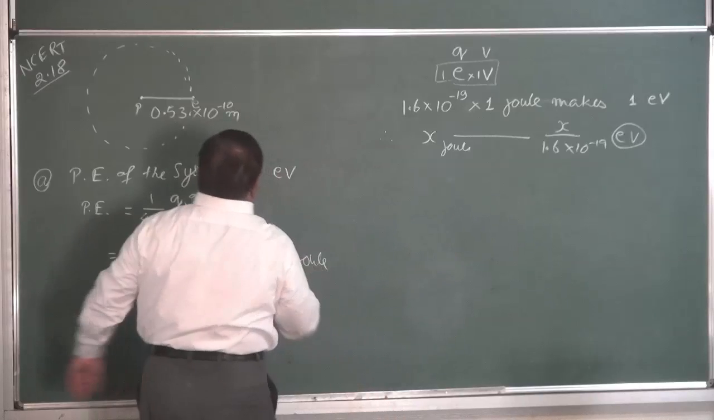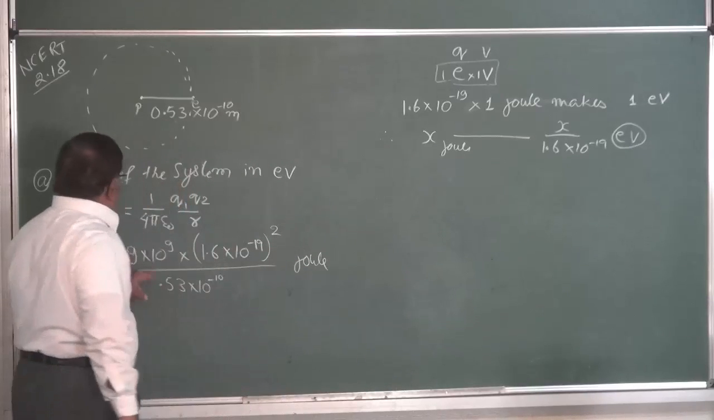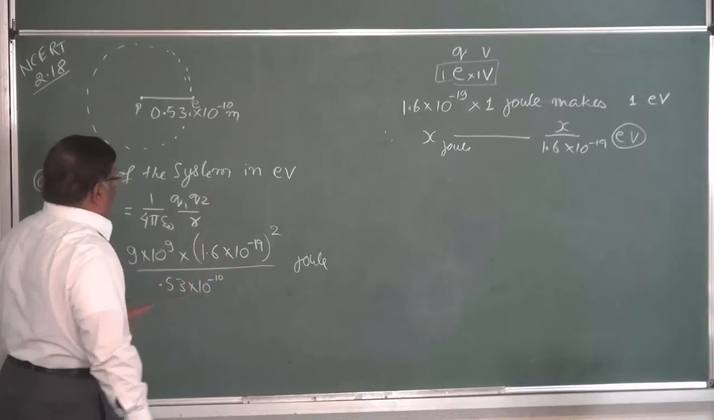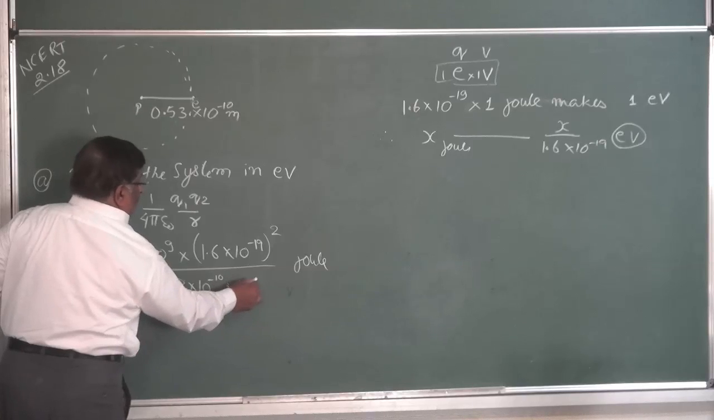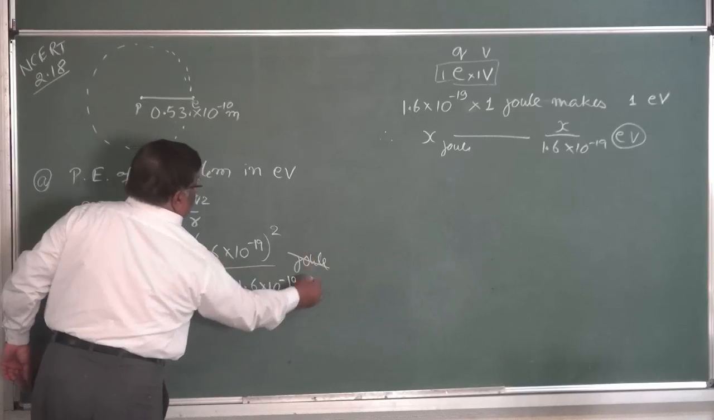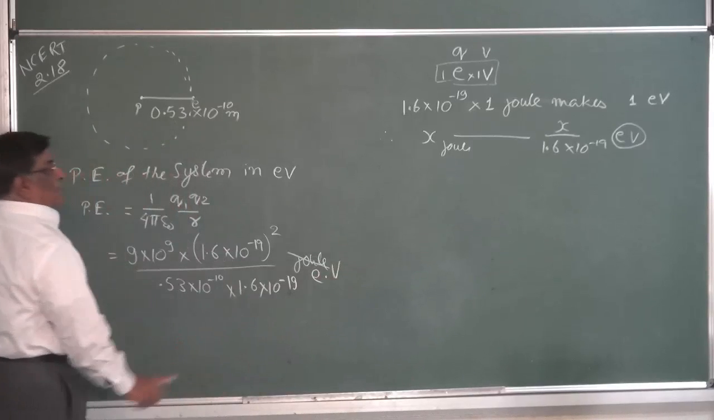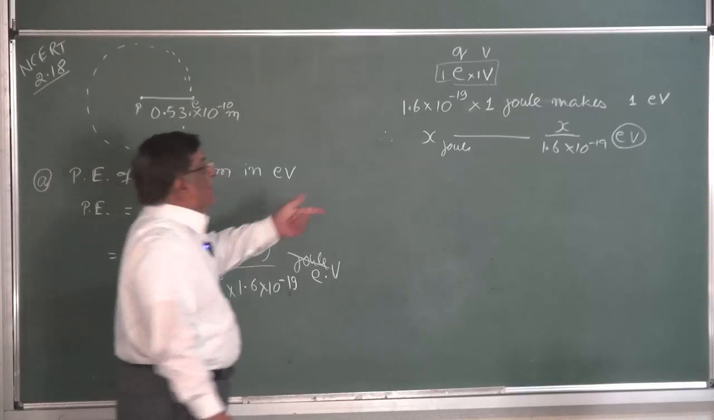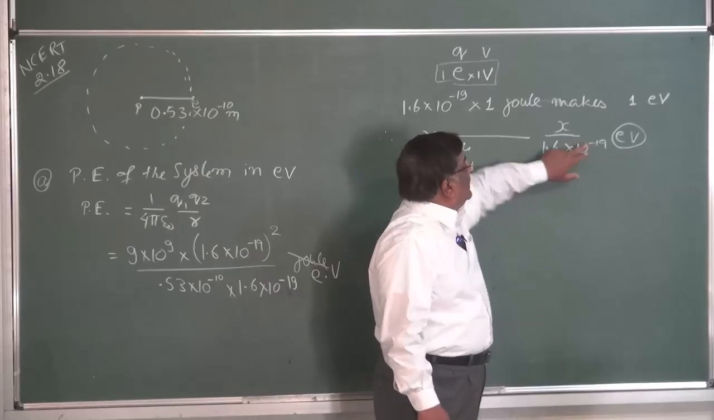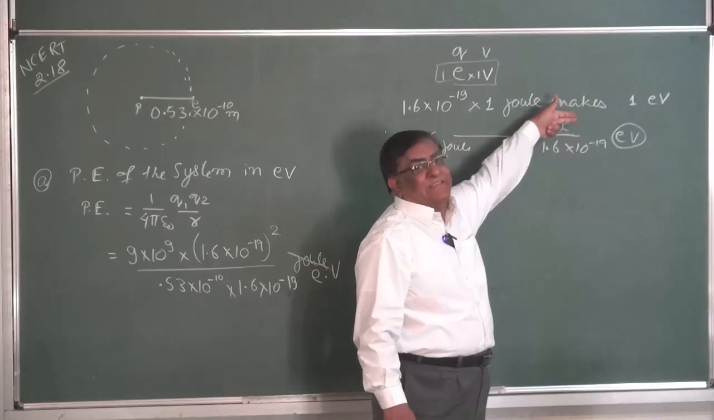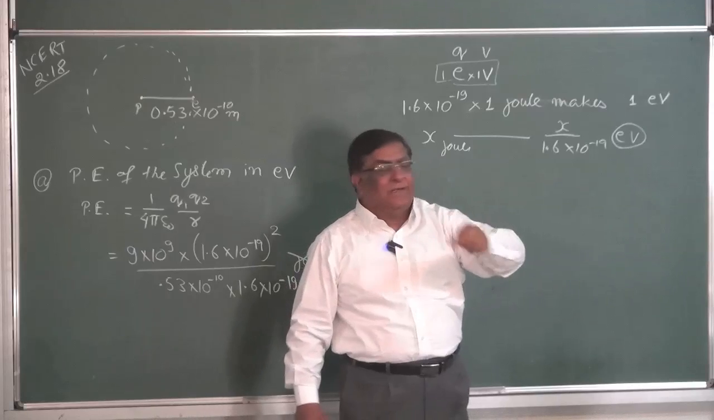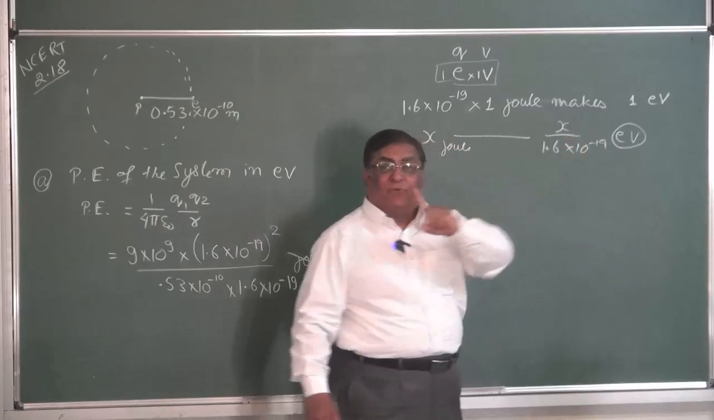Let's do that. This is our potential energy in terms of joule. How to convert it into EV? So divide it with 1.6 into 10 to the power minus 19, and now this joule has become EV. Understand? When we convert joule into EV, divide with 1.6 into 10 to the power minus 19. In the next step this minus 19 will come up and become plus 19. That means a very large EV. Yes, because EV is a very small unit. 10 to the power 19 EV is equal to 1 joule.